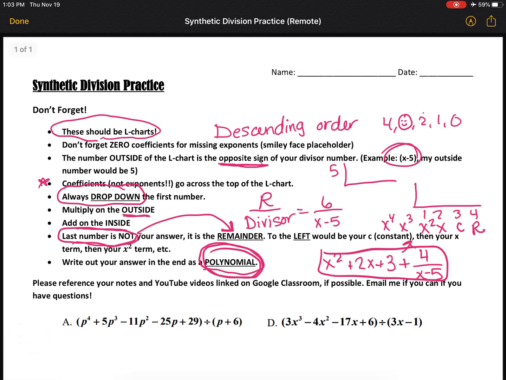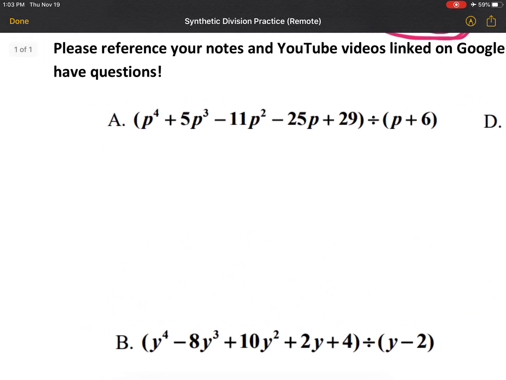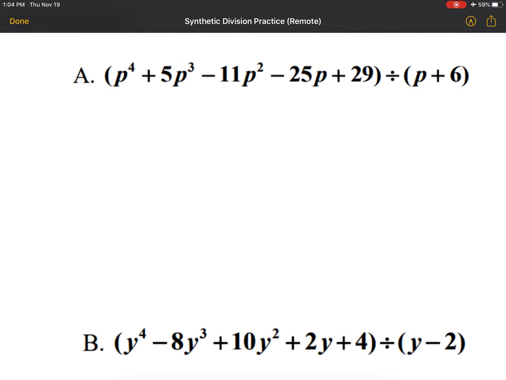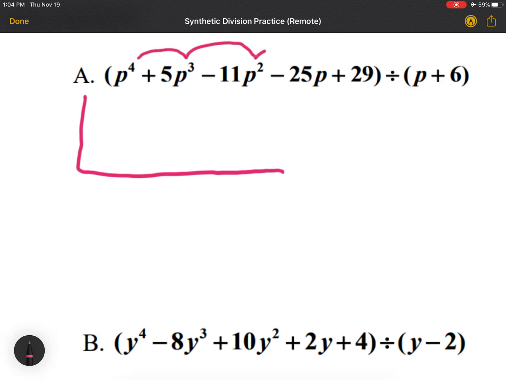All right, so with those reminders, let's try to do one ourselves here. So let's do A together, okay? So first thing I'm going to do, since I need an L chart, I'm going to make that L chart. Okay, now I'm going to see, do I have all my exponents? Well, I have 4, 3, 2, 1, nothing. So that's good. I have all of them, right? And they are going from biggest to smallest, or descending order, so that's good. Okay, now I'm going to see, well, what am I going to put on the outside?